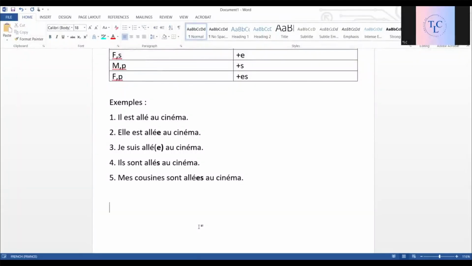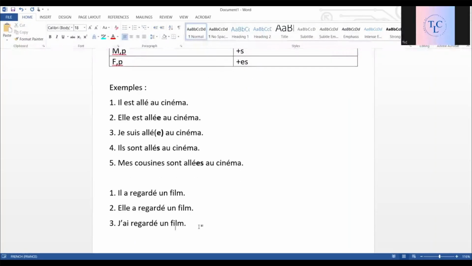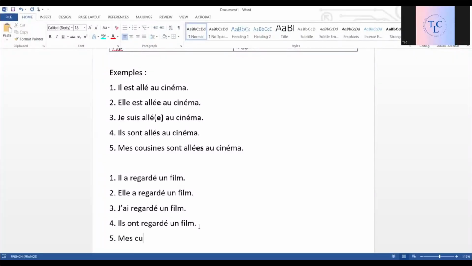Okay, but that is not the case with avoir. Okay, in avoir, whether you say il a regardé un film or elle a regardé un film or j'ai regardé un film. Okay, whether je is masculin or féminin, doesn't matter. Ils ont regardé un film or mes cousines or elles ont regardé un film. Doesn't matter. We don't add anything. No E, no S, no ES, nothing.